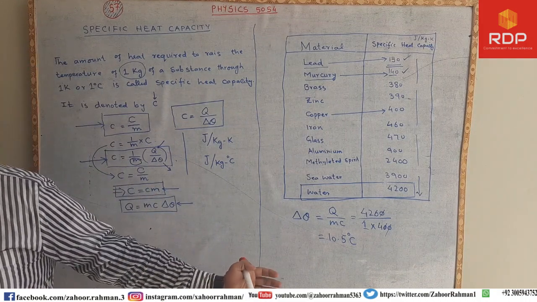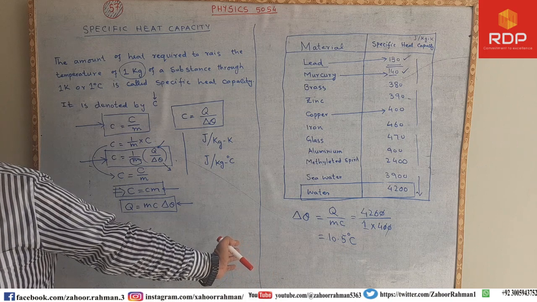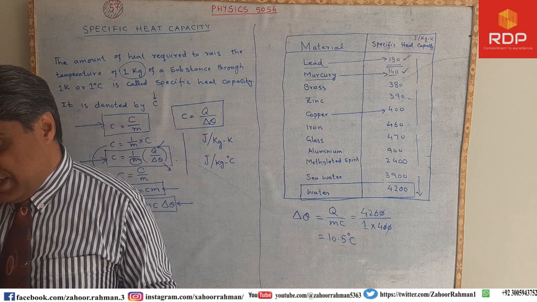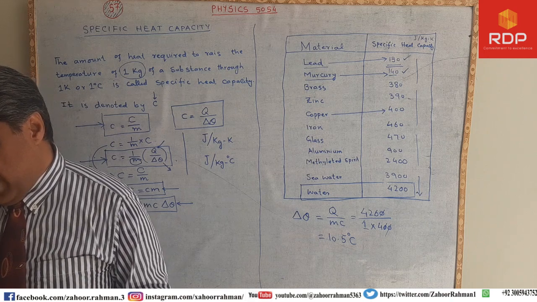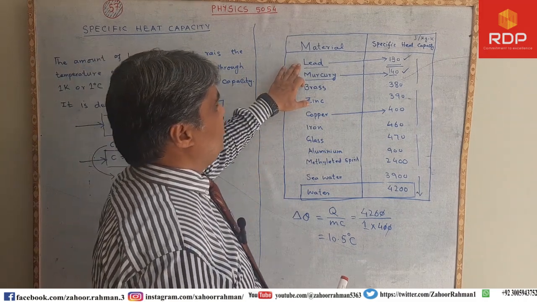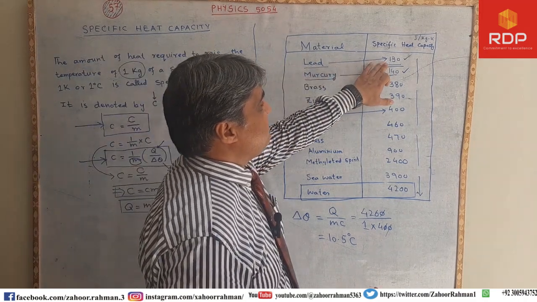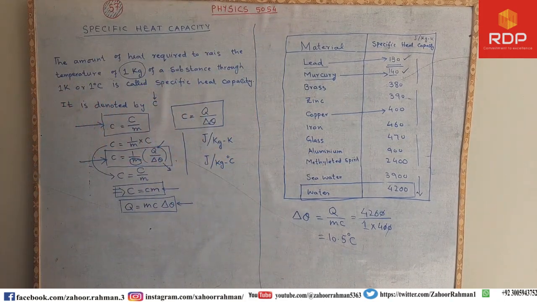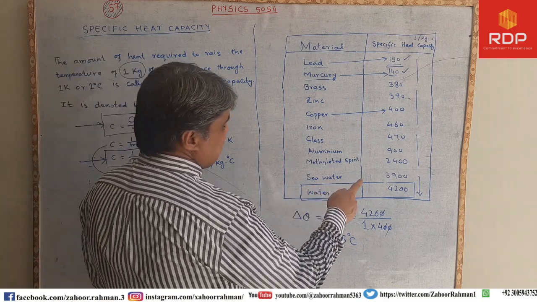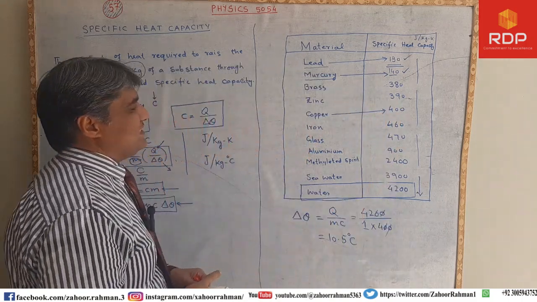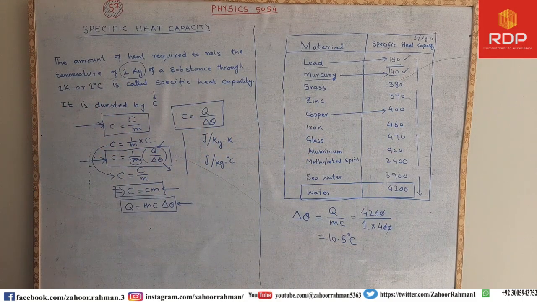From the comparison of these materials, the lower specific heat capacity will heat up to a higher temperature. That is what I told you. Lower specific heat, it will go to higher temperature very quickly. And higher specific heat capacity will go slowly to raise the temperature of 1 kilogram of a substance.